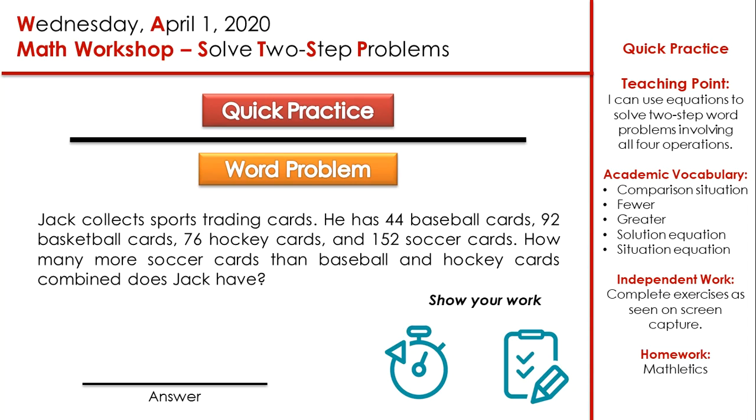In our quick practice for today, we have a word problem. It says, Jack collects sports trading cards. He has 44 baseball cards, 92 basketball cards, 76 hockey cards, and 152 soccer cards. How many more soccer cards than baseball and hockey cards combined does Jack have?